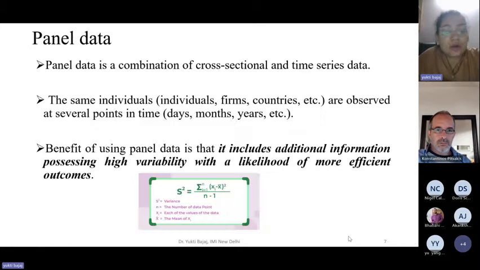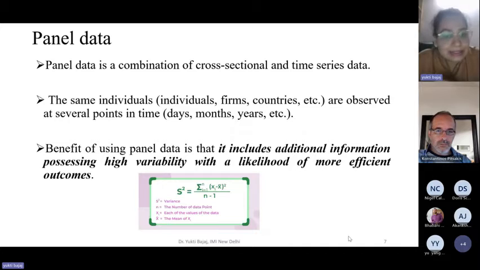So now we've just discussed the basic cross-section and time series. Taking it ahead, what we really want to discuss today is panel data. Panel data is nothing but a combination of these two types of data, that is cross-sectional and time series. Cross-sectional: multiple units, one time period. Time series is the opposite: multiple time periods, one unit. When you combine both, you get multiple cross-section units as well as multiple points in time. That kind of data is basically known as panel data.